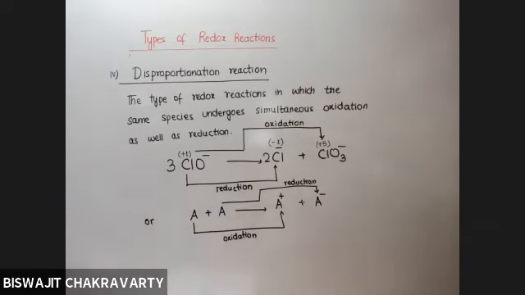Okay. So today I end up the class with types of redox reactions. Next day we'll discuss balancing of reactions with the help of ion electron method and oxidation number method.